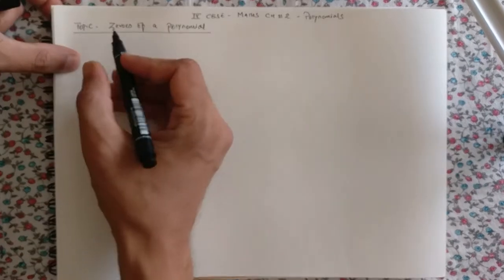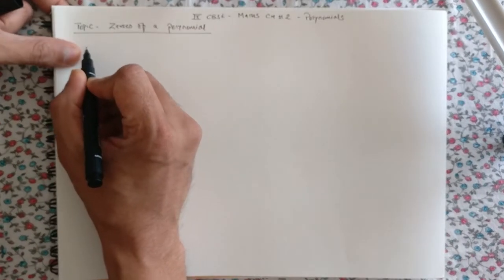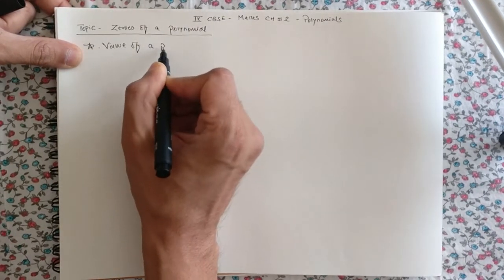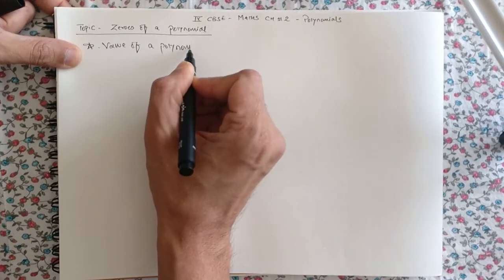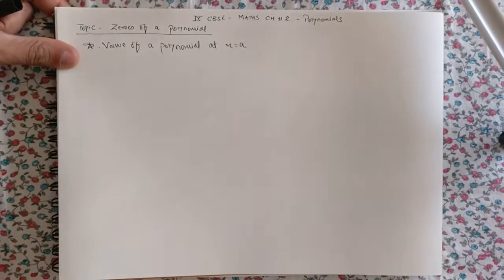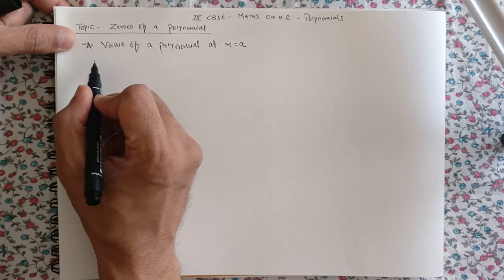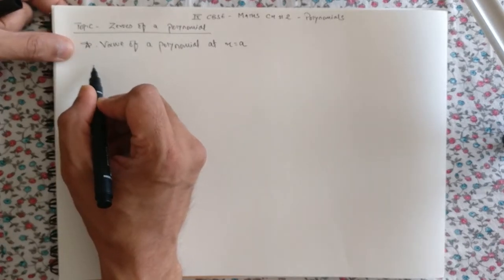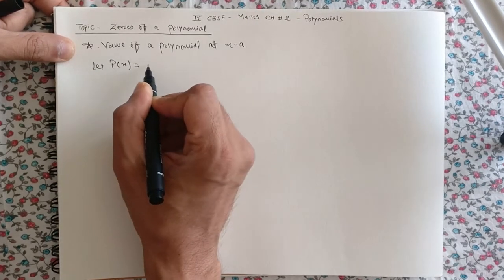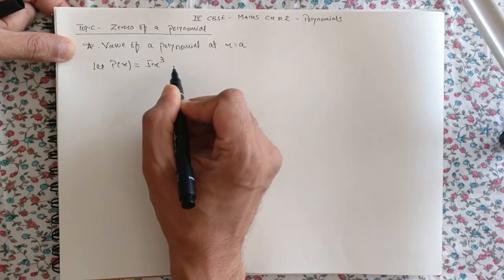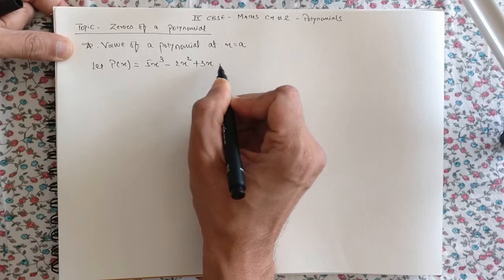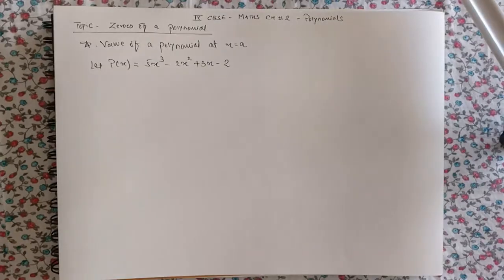Now first we are going to find the value of a polynomial at x is equal to a. Let's say we have a polynomial. Let p of x is equal to 5x cube minus 2x square plus 3x minus 2. Let's say that this is a polynomial.